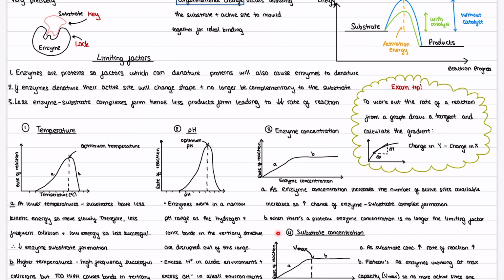Finally, substrate concentration. As the substrate concentration increases, the rate of reaction increases, but it plateaus as the enzymes are working at their maximum capacity, also known as Vmax. No more active sites are available, therefore substrate concentration is no longer the limiting factor.